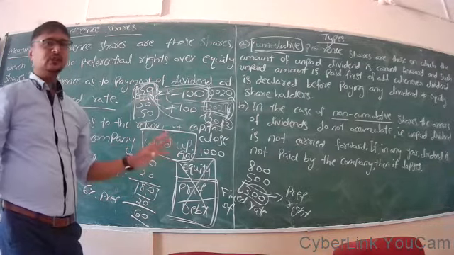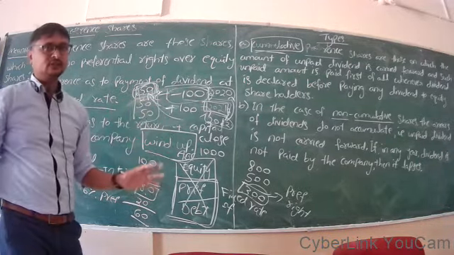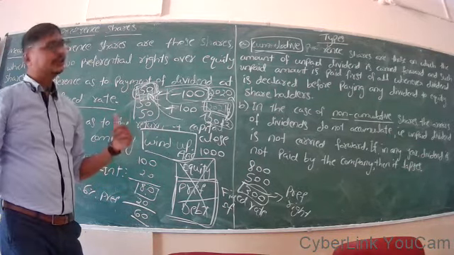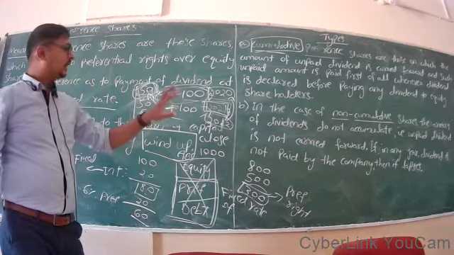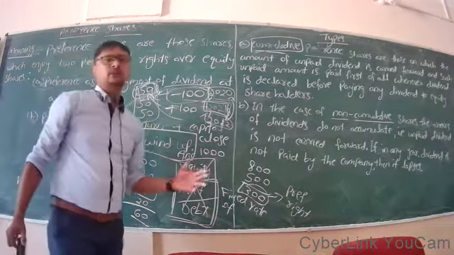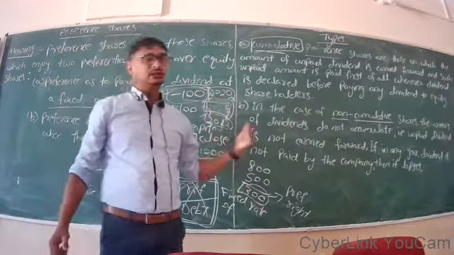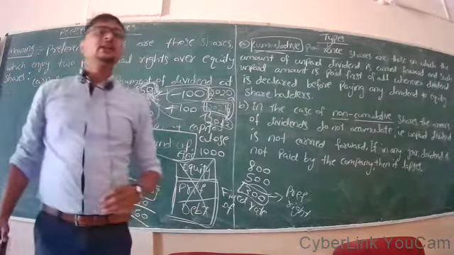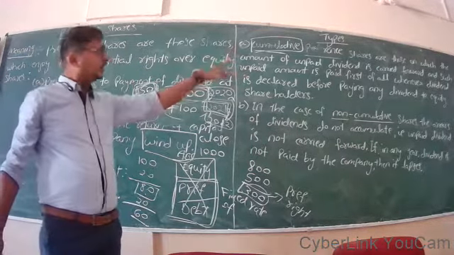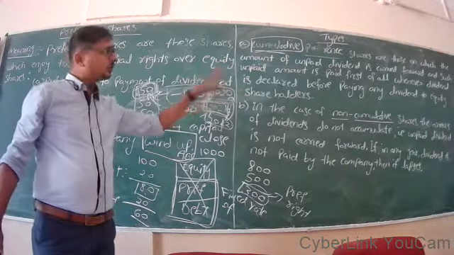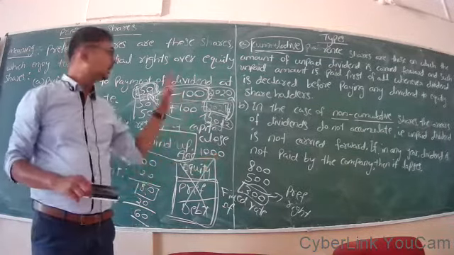So in today's class we have discussed what preference shares are and what the two advantages are that preference shareholders enjoy. And in today's session we have discussed two different types of preference shares, and there are many types we are going to discuss in the next class, like convertible, non-convertible, redeemable, irredeemable, etc. So in the next class we are going to discuss other types of preference shares. Until then, you have to note down all these things in your notebook. You have to study well.